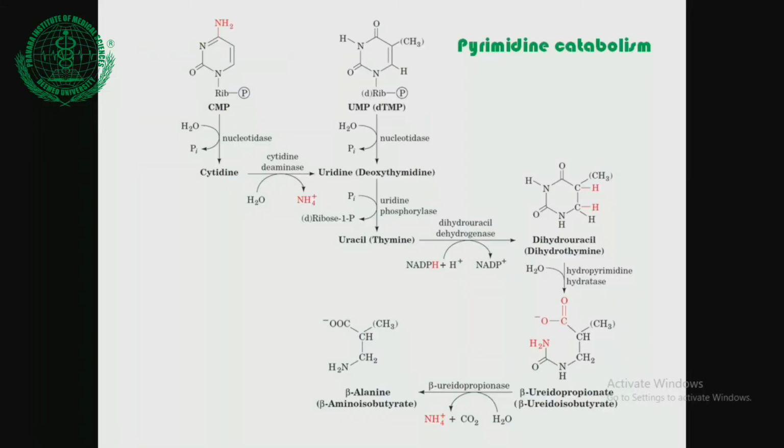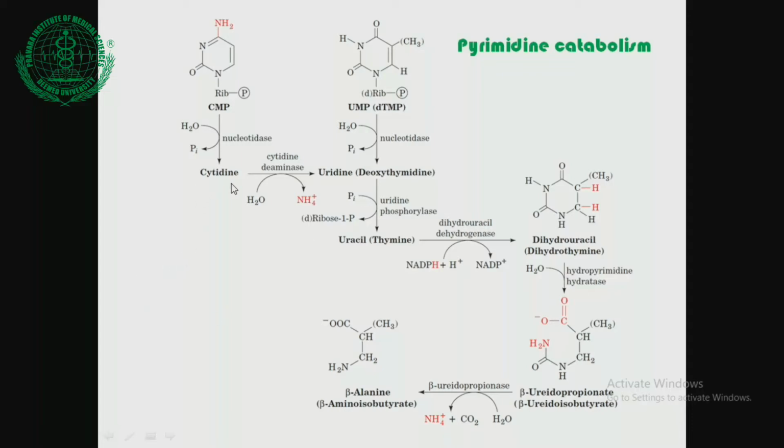And this is a structural depiction of pyrimidine catabolism. This is a nucleotide called cytidine monophosphate, and this is uridine monophosphate and thymidine monophosphate. They are hydrolyzed by an enzyme called nucleotidase and converted into a nucleoside called cytidine in case of the nucleotide cytidine monophosphate, and uridine or thymidine in case of the nucleotides uridine monophosphate or thymidine monophosphate.